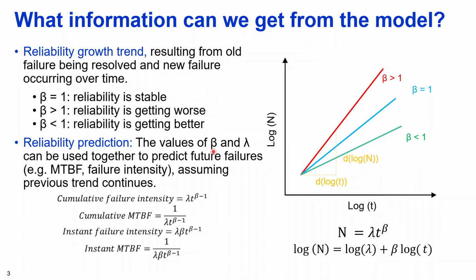And this beta and lambda, combined with a few math equations, can be used to do some very powerful calculations to predict the future, such as the future failure count, or the future mean time between failures, or the failure intensity. And for time's sake, I will just list the calculations, and you can use them in the future, and I will cover that in later videos.